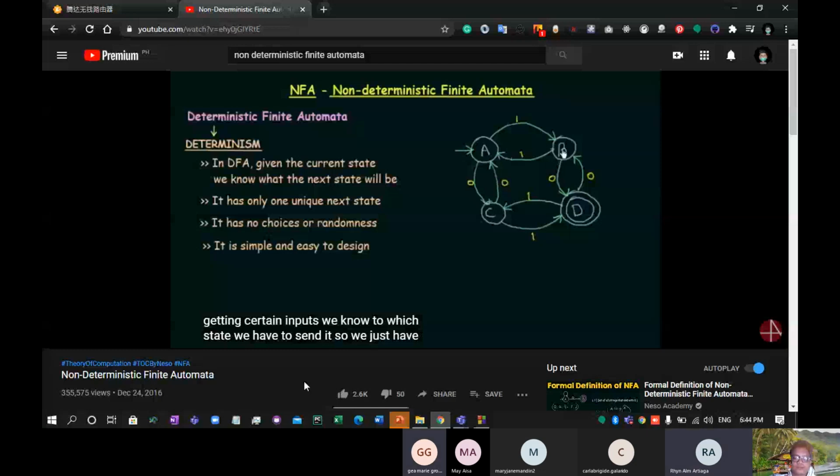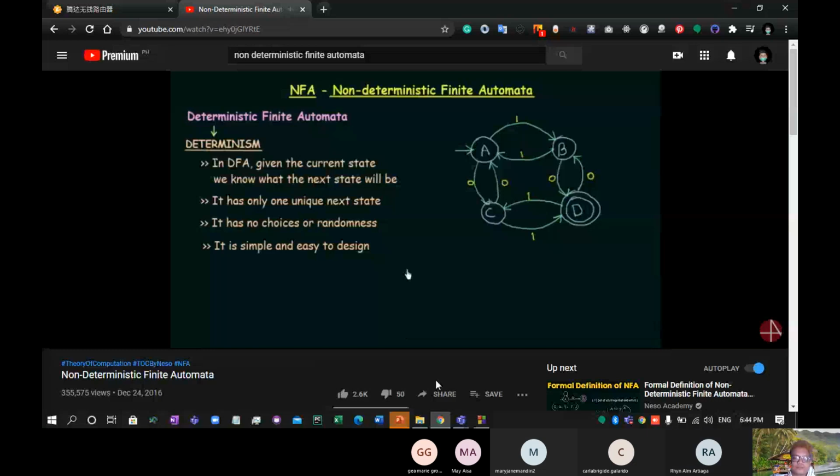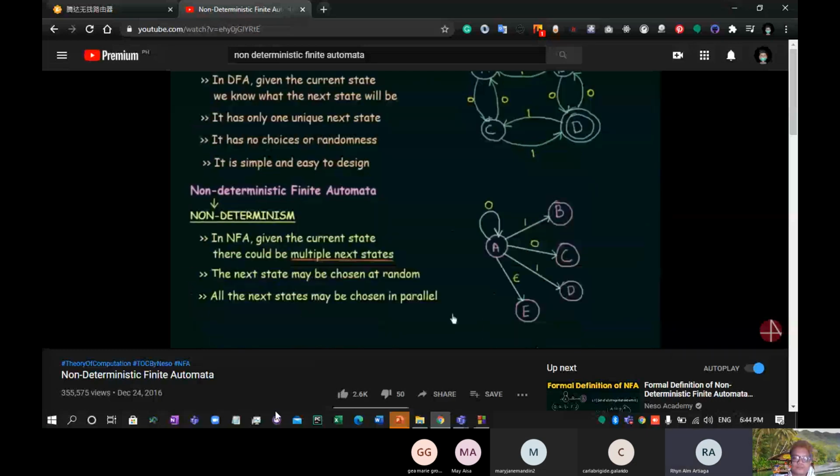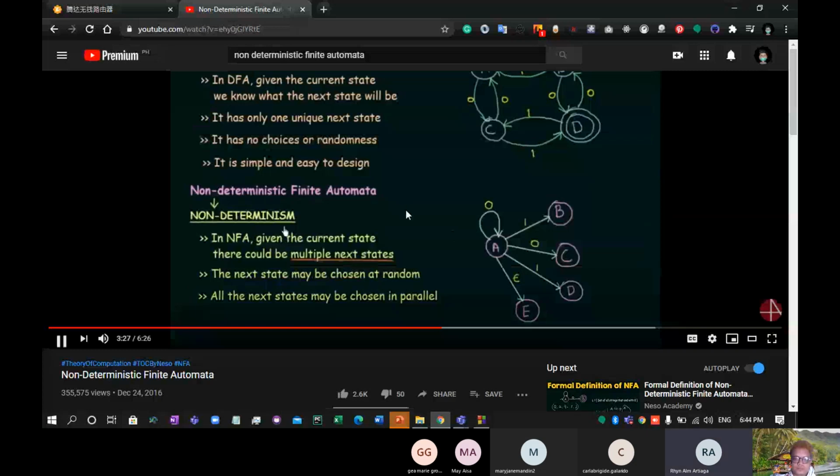Now, what is non-deterministic finite automata? Non-deterministic finite automata comes from the word non-determinism. And what does this mean?